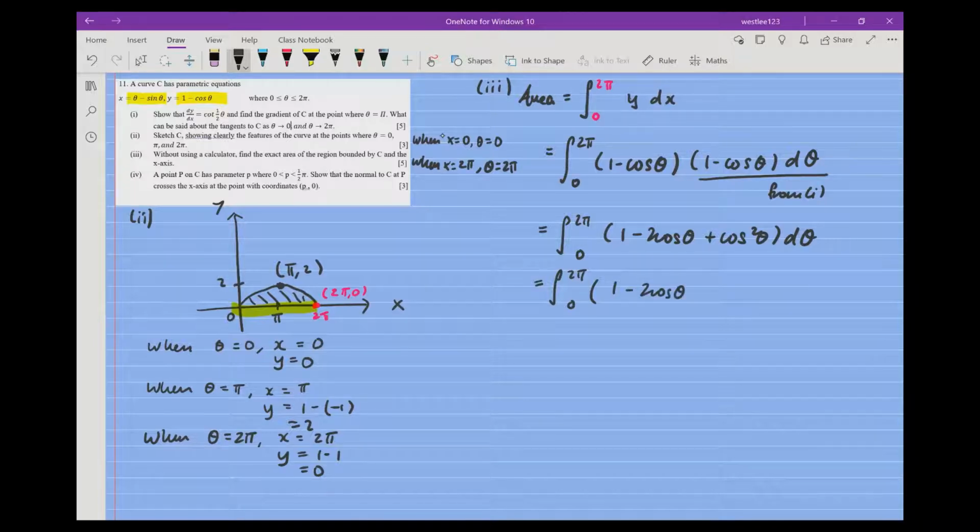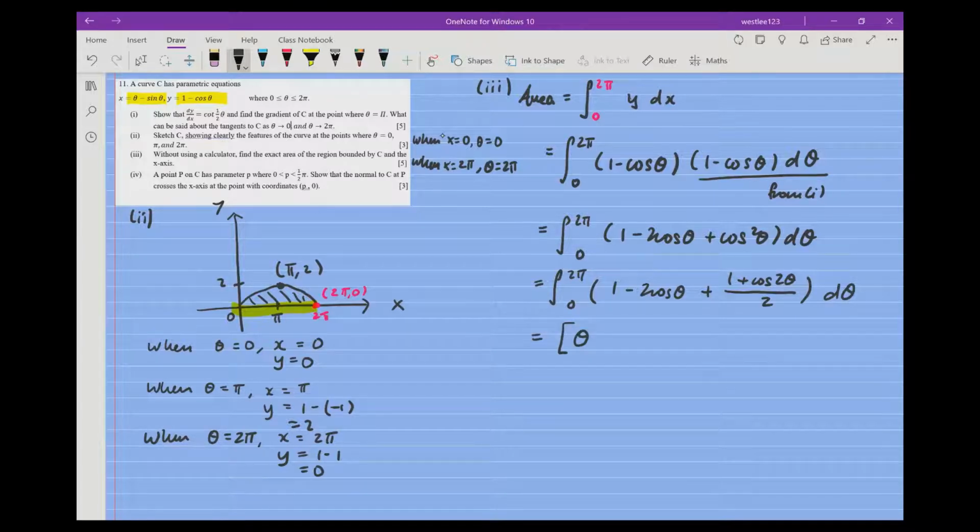For 1 and minus 2 cosine theta, I'm not going to change anything because it's easy to integrate already. The only thing that I'm going to change is the cosine square theta. I'm going to change it to 1 plus cosine 2 theta over 2, so that it's easier for me to integrate. Okay, so let's perform the integration.